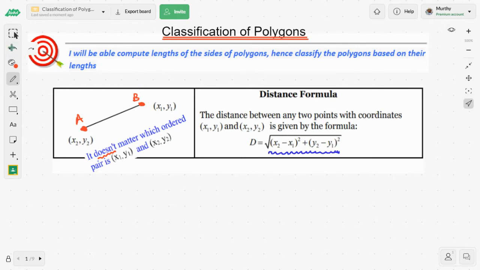Another point is, if by any chance you write the order as x1 minus x2 whole square instead of x2 minus x1 whole square, plus y1 minus y2 whole square instead of y2 minus y1 whole square, that is still an acceptable order. Okay, so let's quickly jump to the questions.